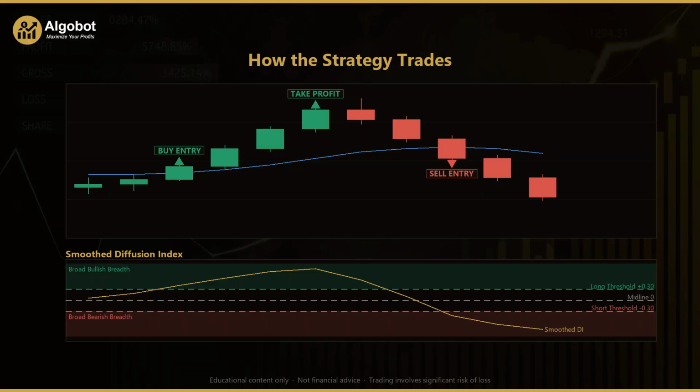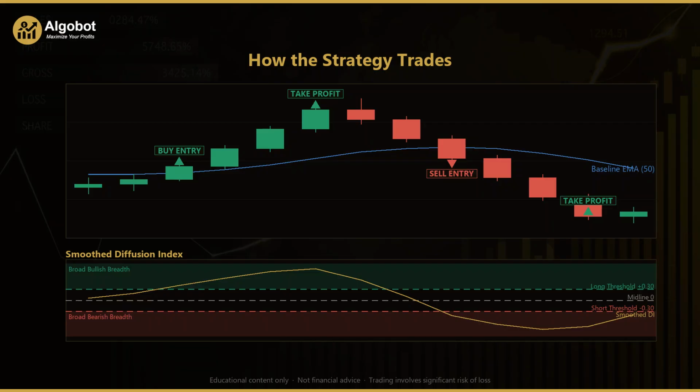After that, the tape rolls over. The seventh candle stalls near the highs, and the eighth candle turns down and closes back below the baseline moving average. In the panel, the diffusion index falls sharply, and it freshly crosses down through the red short threshold at -0.30. Now the mirror conditions are met. Bearish participation has become broad, and the close is below the baseline. The sell entry marker appears, with the stop placed above entry and the take profit set the same 1.6 reward to risk multiple below.